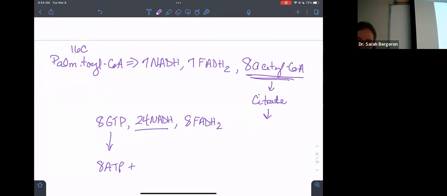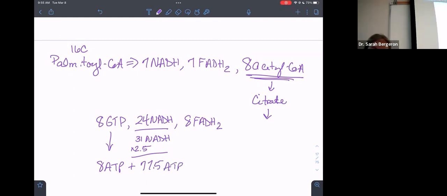From our NADHs, total them up: 24 plus 7 is 31 NADHs. Use your conversion on the bottom of the previous chart. If we go through the electron transport chain, oxidative phosphorylation, how many ATPs are we going to get per NADH molecule? 2.5. So 31 times 2.5 is 77.5 ATP.